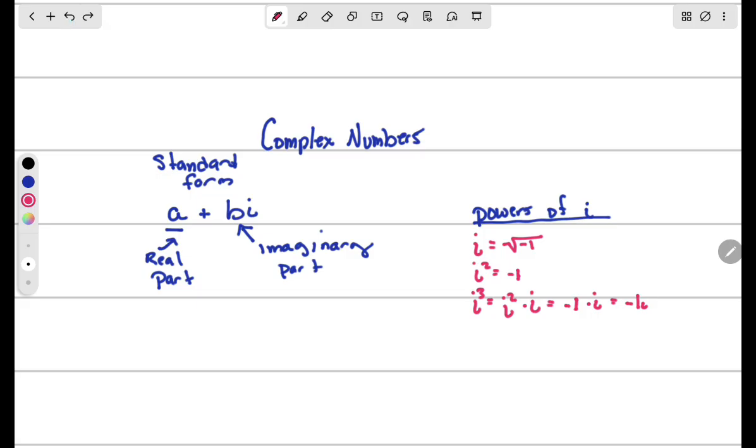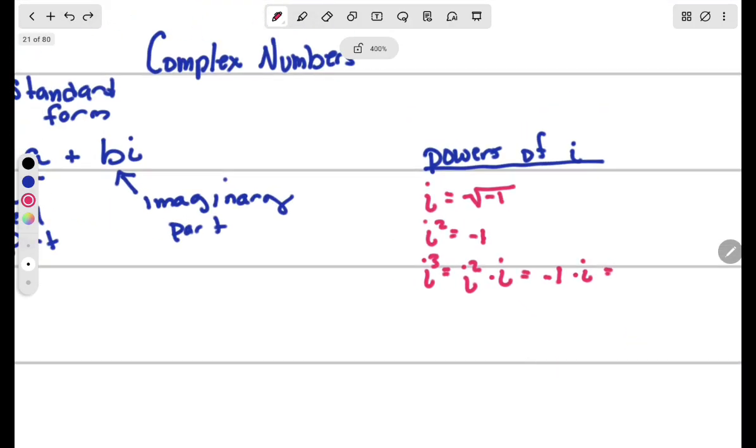I was going to say negative 1i, but you won't write ones in math, we'll just write negative i. All right, negative 1i or just negative i.